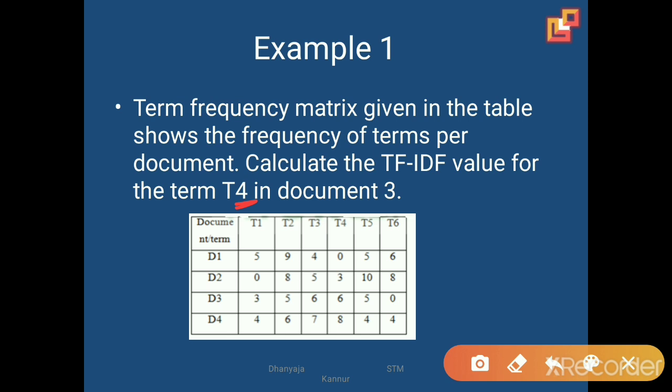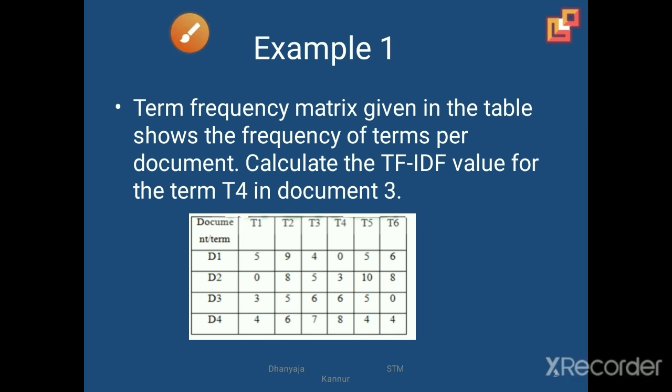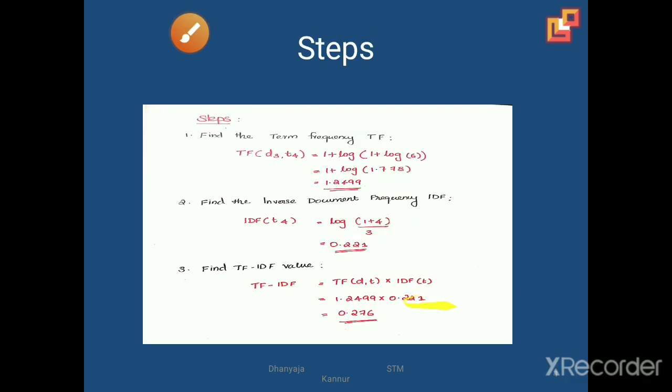So in document T4, how many documents is it existing in? It is existing in D2, D3 and D4, right? So it is existing in 3 documents. So 3 is the value of dt here. So we will substitute the value of 3 there.